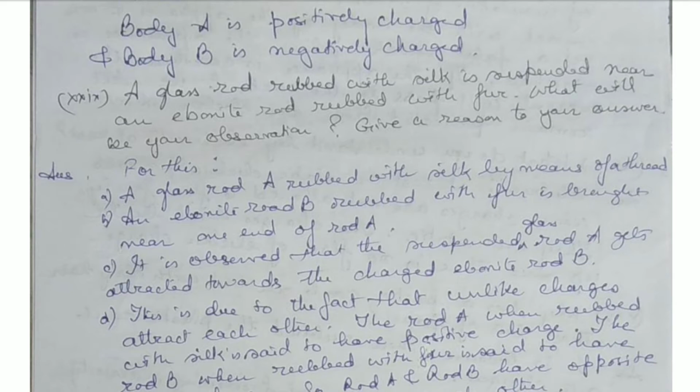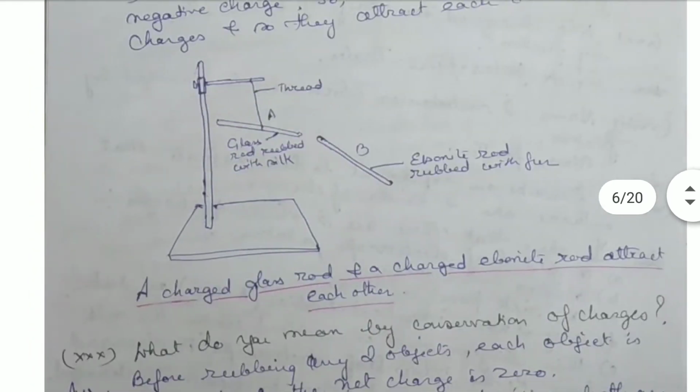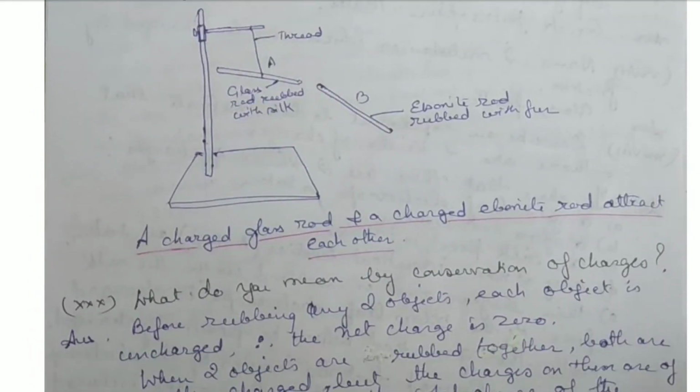The glass rod being rubbed with silk acquires a positive charge, and the ebonite rod, which is rubbed with fur, acquires a negative charge. So there are unlike charges, and so they will attract each other. Okay. So this is the diagram representation of the answer.